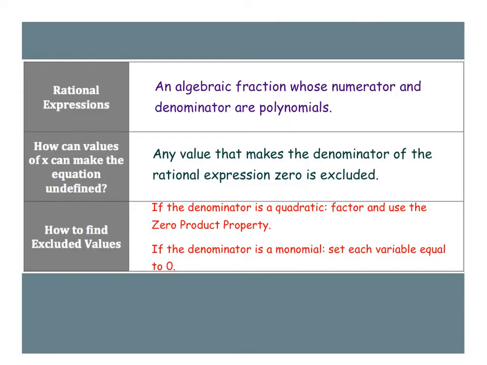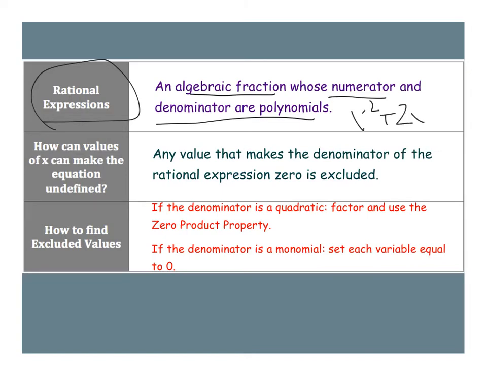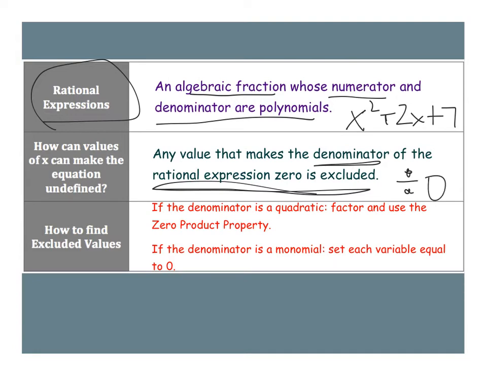So a rational expression is just an algebraic function whose numerator and denominator are polynomials. So polynomials are like your x squared plus 2x plus 7. That would be a polynomial. So any value that makes the denominator of a rational expression 0 is excluded. So anytime you've got the bottom of a fraction equal to 0, that's bad because that means that you're dividing by 0 and you can't do that.